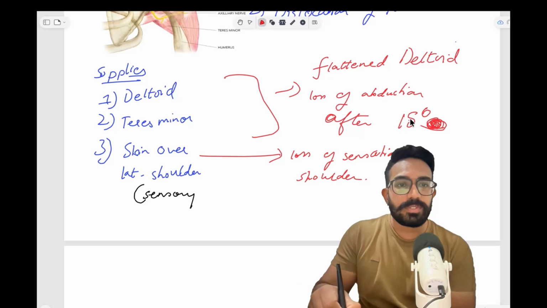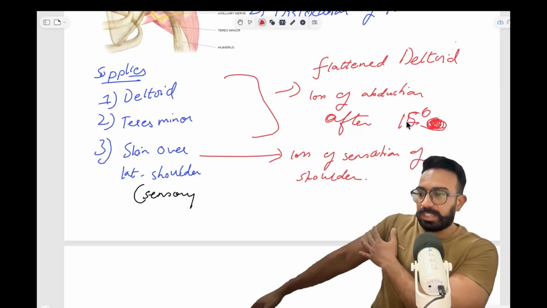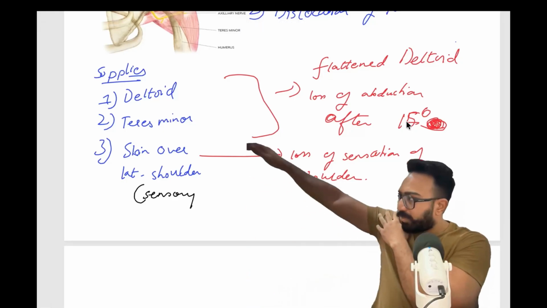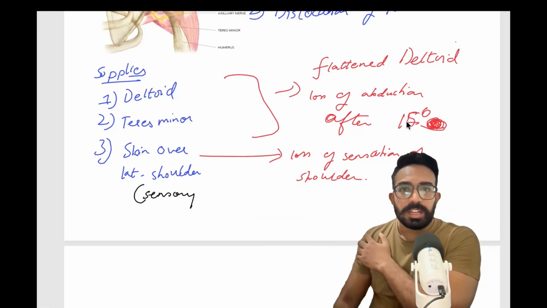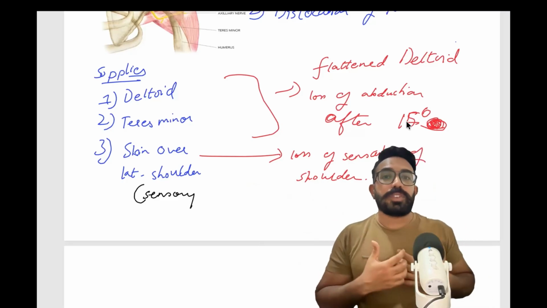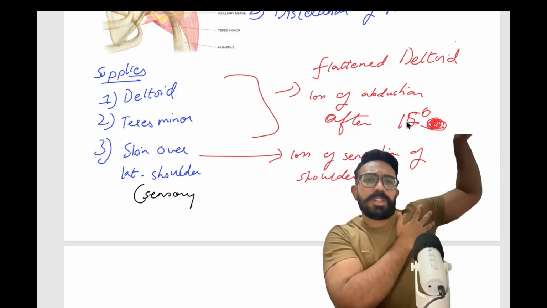So why 15 degrees? Because abduction up to 15 degrees is done by the supraspinatus, and abduction after 15 degrees is done by the deltoid. That is why abduction is lost after 15 degrees. The patient can do a little bit of abduction, but not complete abduction.